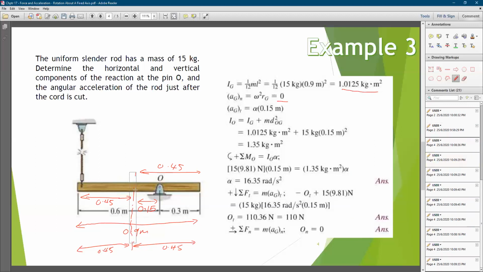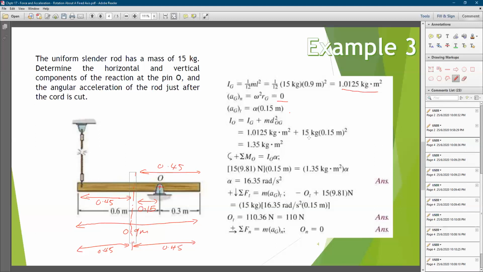Center of mass should be somewhere here, and the point O here. So that's why it is 0.15 meter. Then using the parallel axis theorem, again, you can determine the mass moment of inertia of the slender rod relative to this point O, because point O is our axis of rotation.